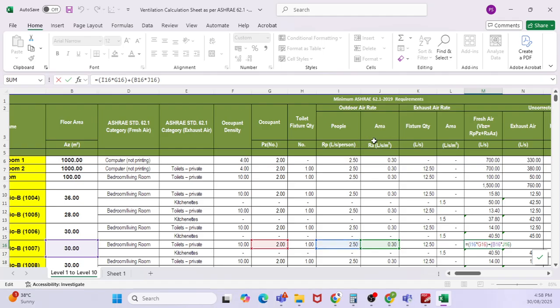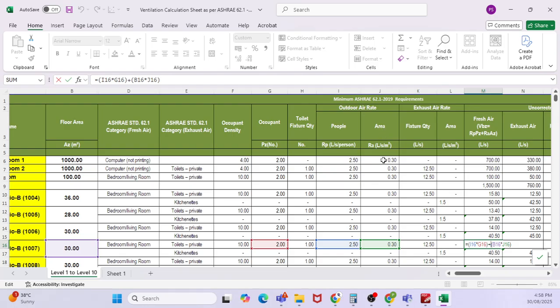And for the area, why are you providing the area? Because say there is no people, but still you have to provide fresh air to maintain indoor air quality, to avoid any smell or any dust inside the spaces. That is why you provide area. Sometimes you have an electrical room, plant rooms or some closed rooms, closets. There is no people, so there you have to provide based on the area.